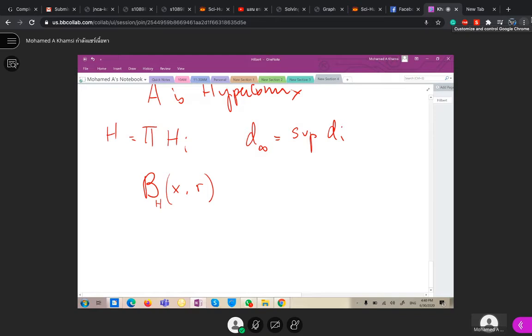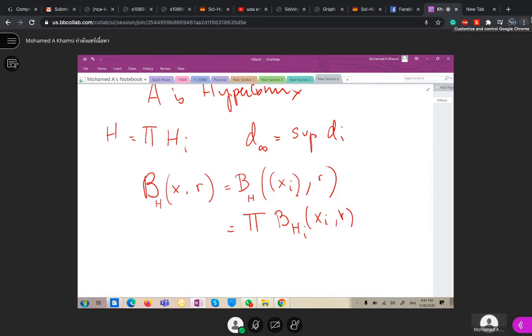This x is in fact a certain family of x_i, okay? And what's interesting is that this is the product of balls. So any ball in the Cartesian product is in fact a Cartesian product of balls. This is not true if you take the Euclidean distance. Do you understand? This is absolutely not true.